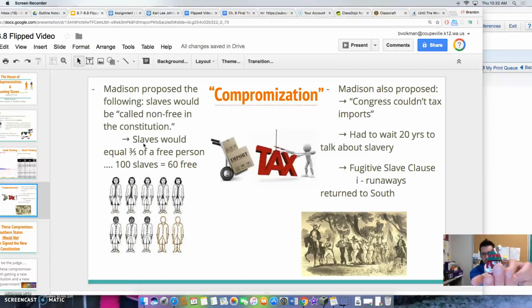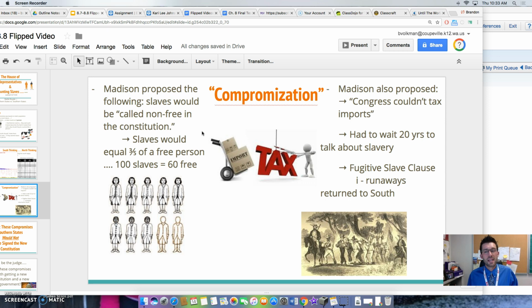And his idea is this, that slaves in the Constitution would be called non-free. Kind of an interesting phrase, non-free. He didn't call them slaves, never mentioned the word slaves in the Constitution, by the way. Didn't call them people either, they're just non-free. Slaves would then be equal to 3/5 of a free citizen, of a person.